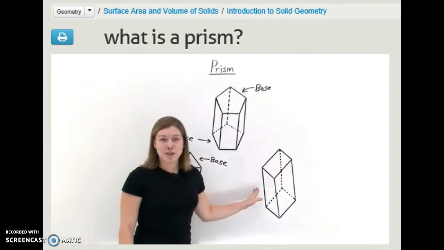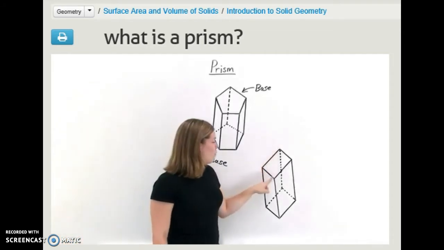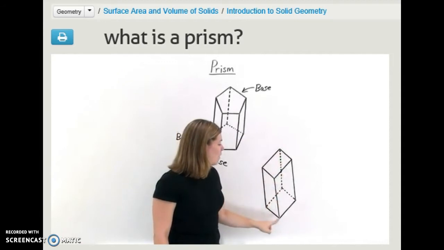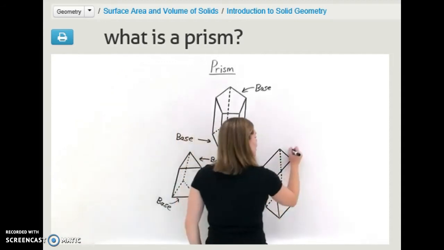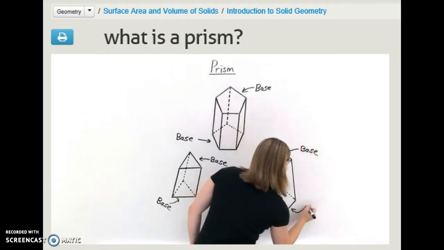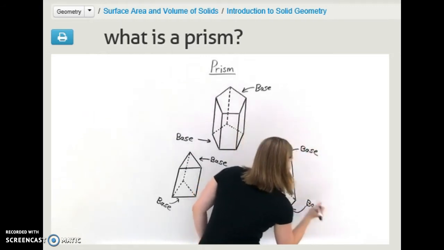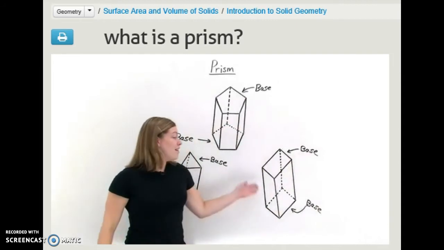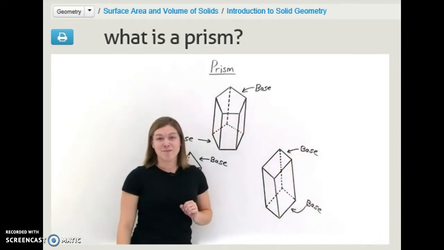Now let's take a look at this prism. Here we have a rectangle, and here we have another rectangle. These two rectangles are the two bases of this prism. And since our two bases are shaped like rectangles, this is called a rectangular prism.